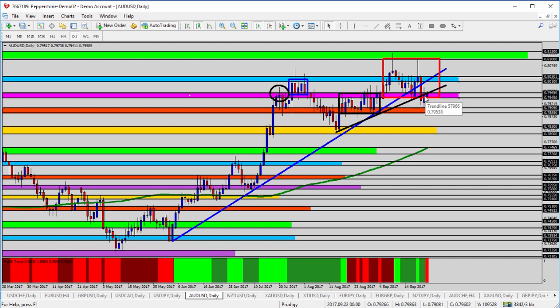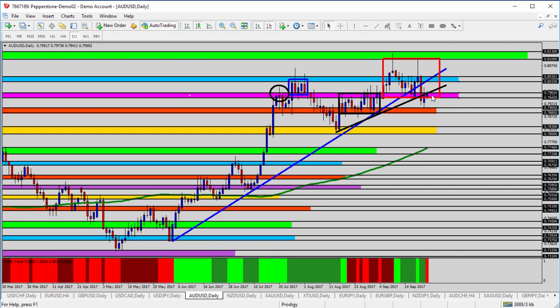Then we saw late in the week, we saw it push underneath the yellow, or sorry, underneath the pink shaded area, 79.45, 79.65, and it's just kind of hanging out there right now, underneath the blue trend line, underneath the black trend line, into the pink shaded area.